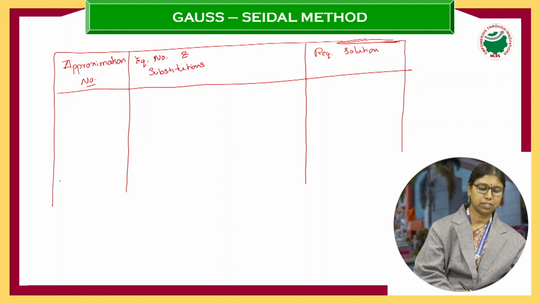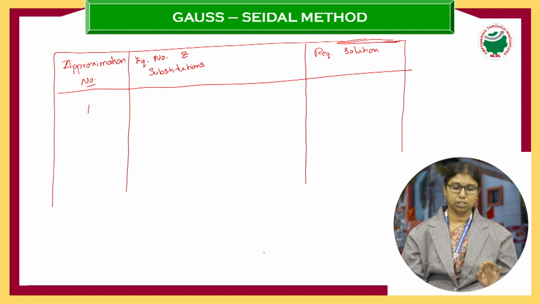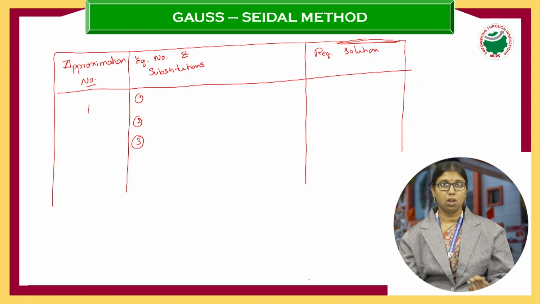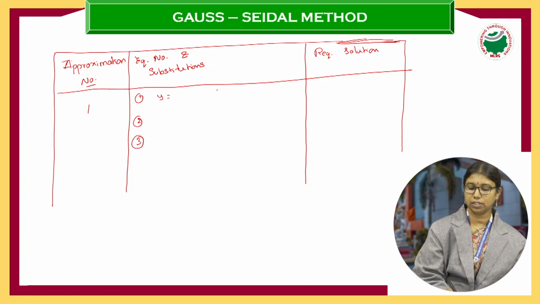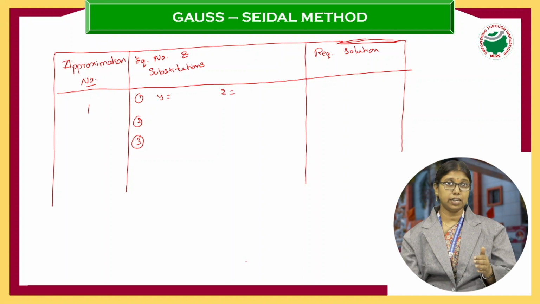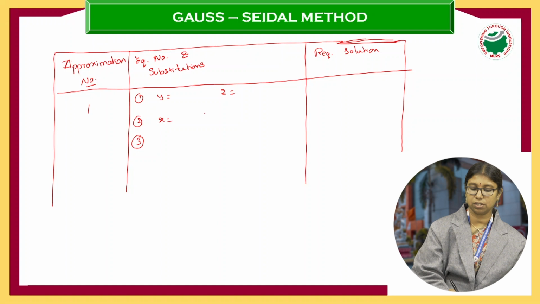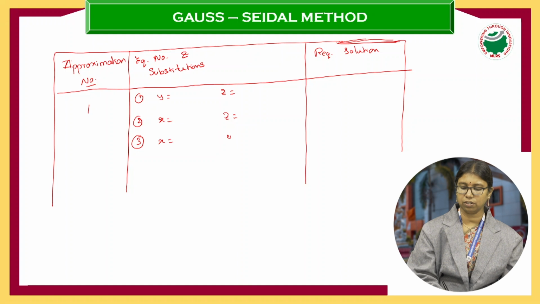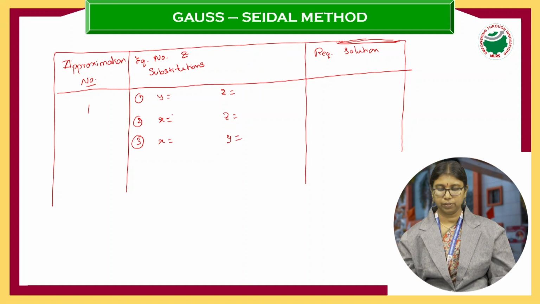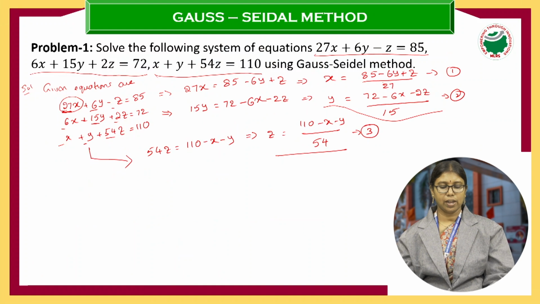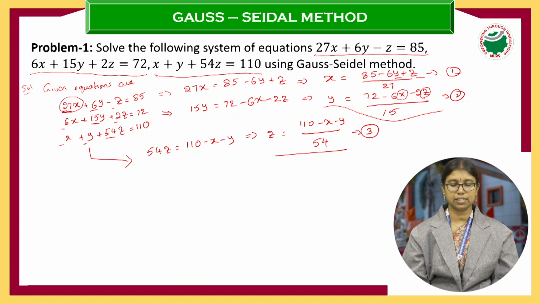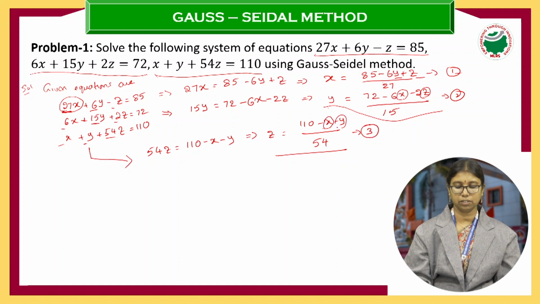First, I'll start with the first approximation. In the first approximation, we have three equations: first equation, second equation, and third equation. Always for the first equation, you have to take substitutions for y and z. Your second equation is for y, so you take substitutions for x and z. Your third equation is for z, so you take substitutions for x and y. These are fixed. We separated the x value in the first equation, so always in the first equation the substitutions are for y and z. Next, in the second equation the substitutions are for x and z. In the third equation the substitutions are for x and y.